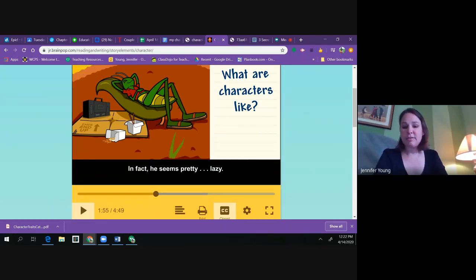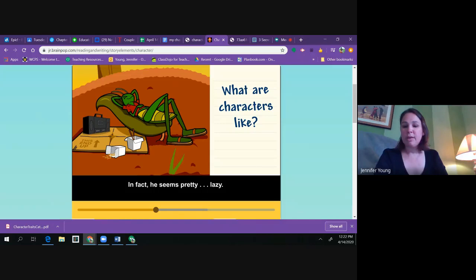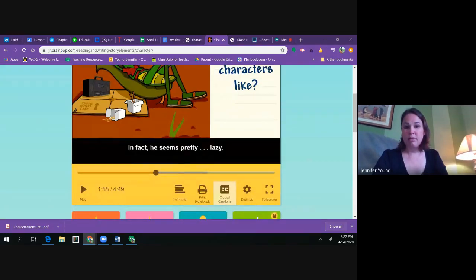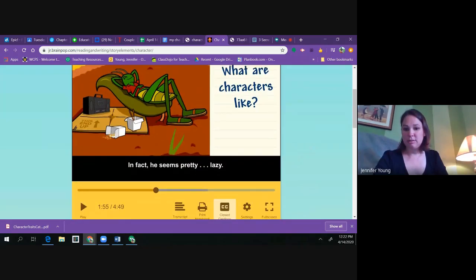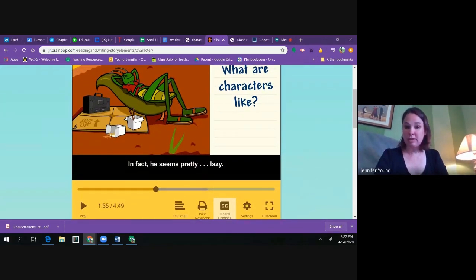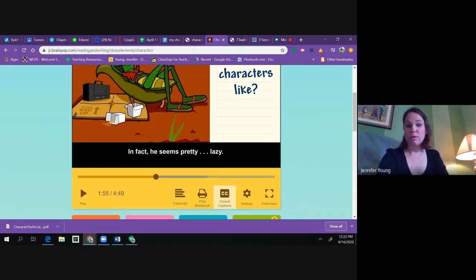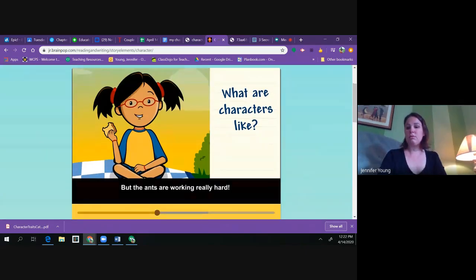All right, I'm just going to pause it there for a moment. Try to think about how Annie said that the grasshopper is lazy. Would you consider that an internal or an external character trait? All right, if you said it was internal, then you are correct. The character is showing through his actions how you could better understand the character. What is he doing? He's just laying around, not working, right? And compared to the ants who are working. So that's internal. But the ants are working really hard.